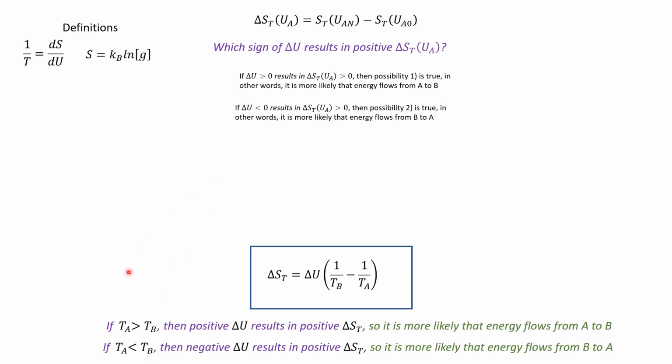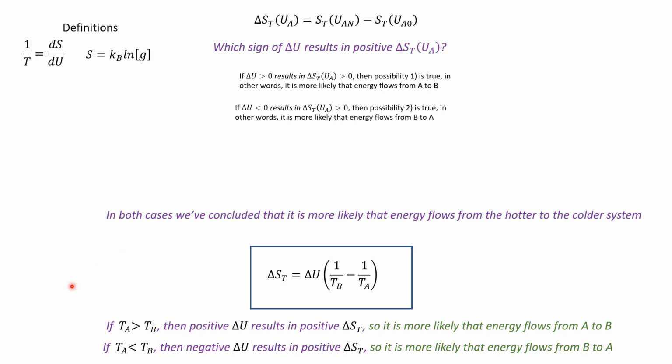So joining everything together, we have concluded that if the temperature of system A is higher than the temperature of system B, that means that it is more likely that energy flows from A to B. On the other hand, if the temperature of system A is lower than the temperature of system B, then it is more likely that energy flows from B to A. So notice that in both cases, we've concluded that it is more likely that energy flows from the hotter to the colder system. So if we ask, why does energy flow from a hotter to a colder system?